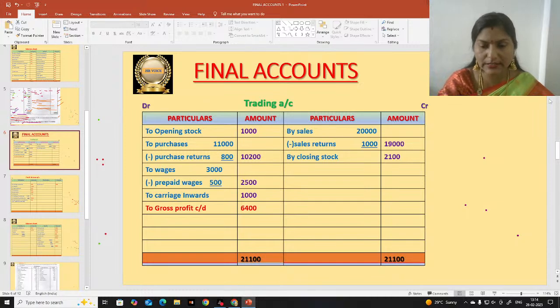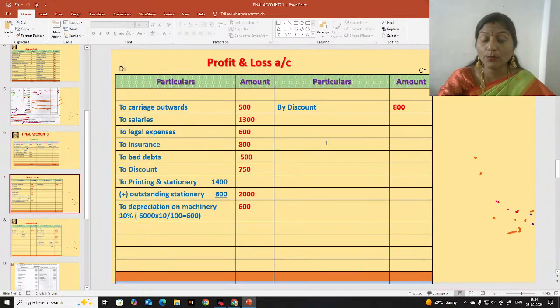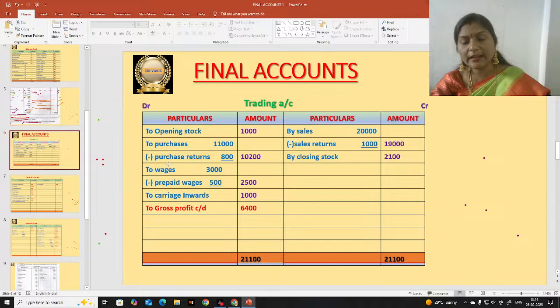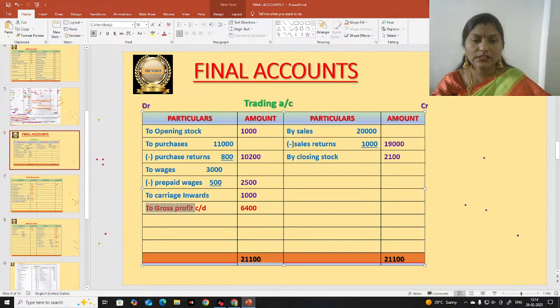I will show this clearly. You can see this gross profit 6,400, and this 6,400 gross profit we should record. We should take it to the profit and loss account and show it there also. Let us go to the profit and loss account and record it there. But whenever we go to profit and loss, you see in the trading account gross profit is appearing on the debit side. This is the answer that we actually found out.